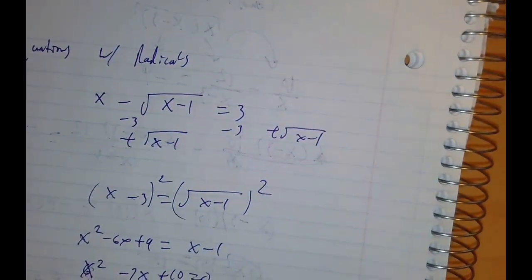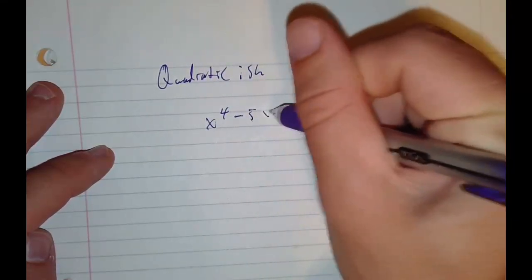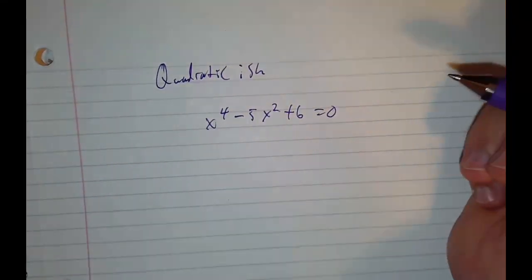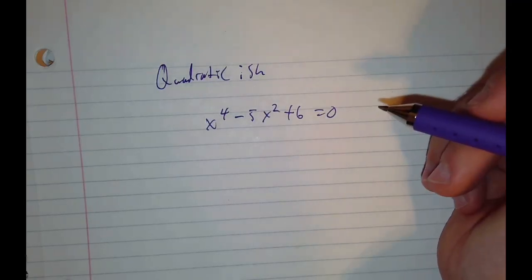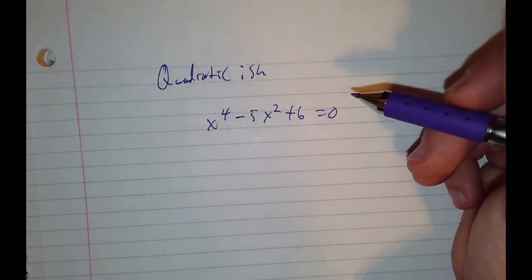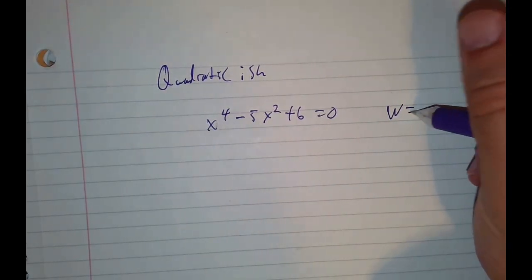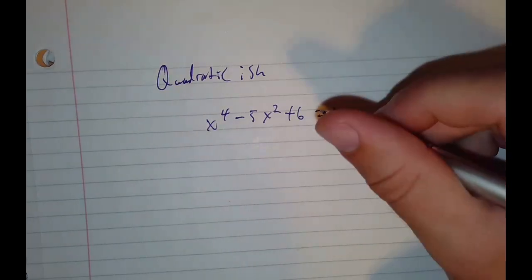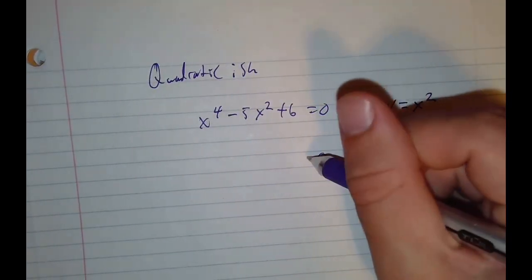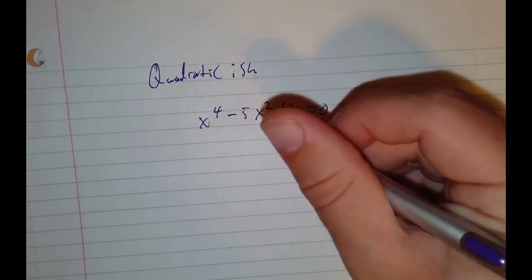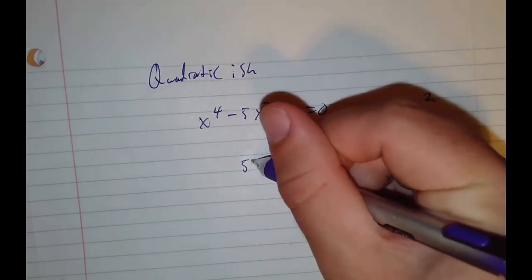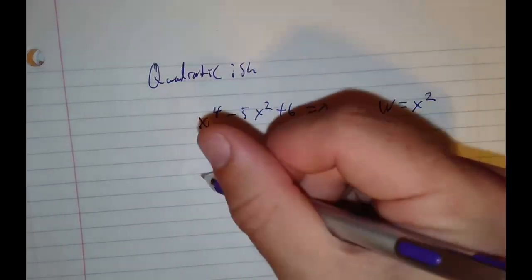Okay, that is equations with radicals, and then we have quadratic-ish equations. So the example given is x to the fourth minus 5x squared plus 6 equals 0. So this looks like a quadratic, right? But it's fourth and squared. What you can do is set another term, say w equal to x squared. That way, when I plug it in, it's going to become a quadratic. The 0 will stay, obviously the 6 will stay, right? But instead of an x squared there, you're going to write 5w, minus 5w. And then instead of x to the fourth, you're just going to write w squared.